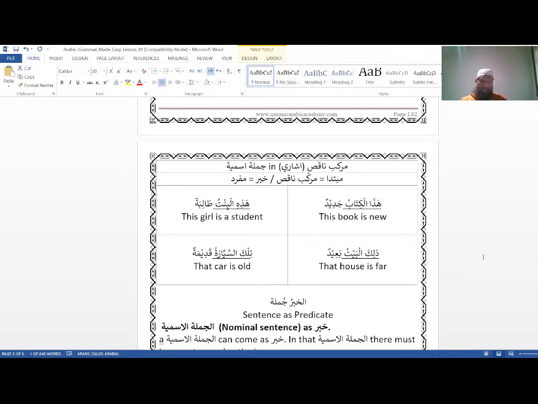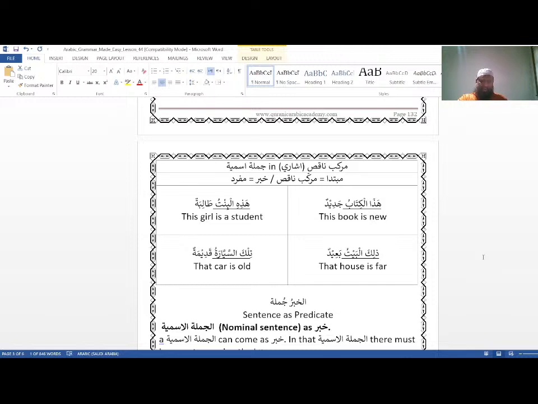So there will be two jumlas. One jumla is the outer jumla, not the jumla inside that jumla. The second jumla will be the khabar, and that jumla will be the khabar of the first mubtada, and then it will become a sentence.